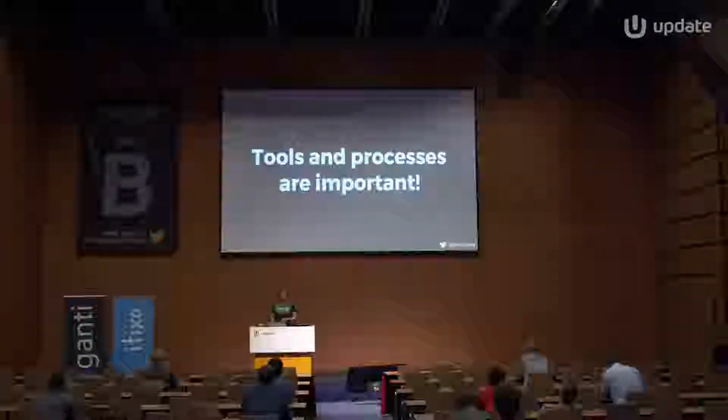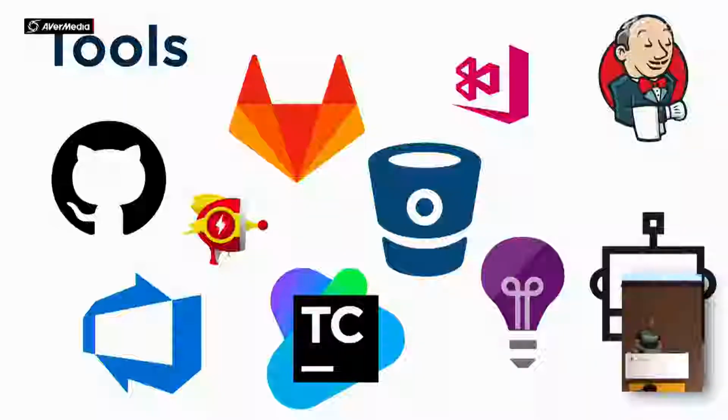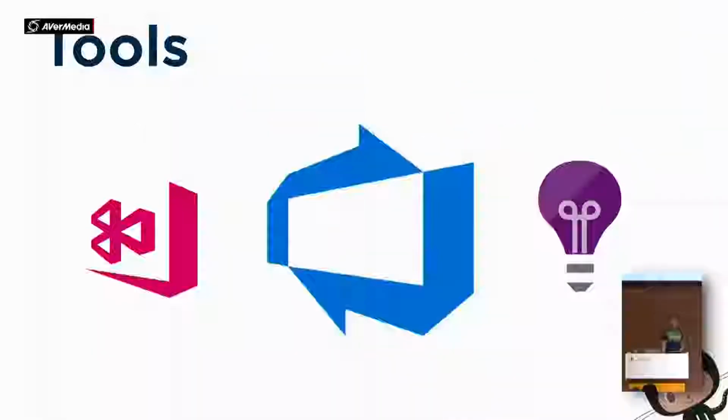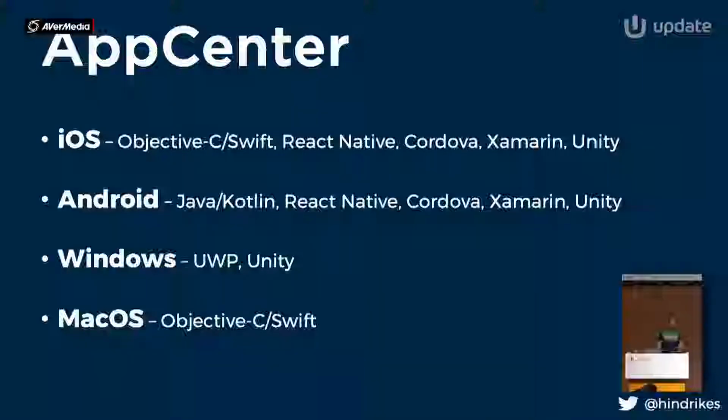There are a lot of great tools out on the market. Here are a few of them. You maybe recognize those logos, but today we will focus on those ones. We have Microsoft AppCenter, Azure DevOps, and Application Insights, and a little bit about GitHub. So we will first start to talk about AppCenter. AppCenter is a great way to start with mobile DevOps and the processes you need for that.